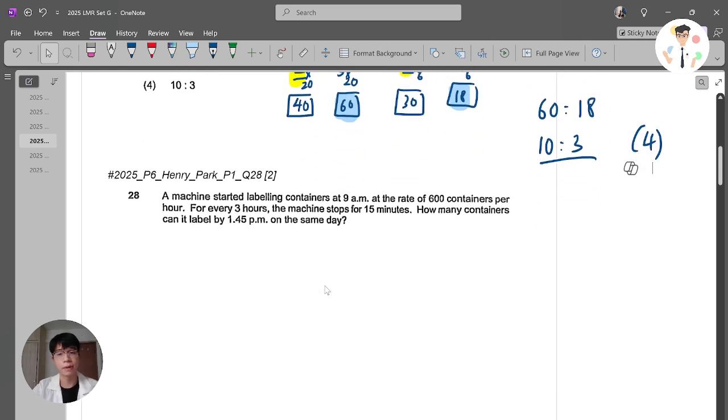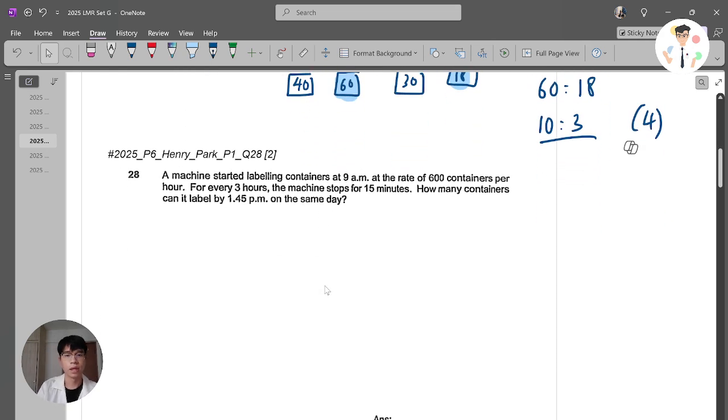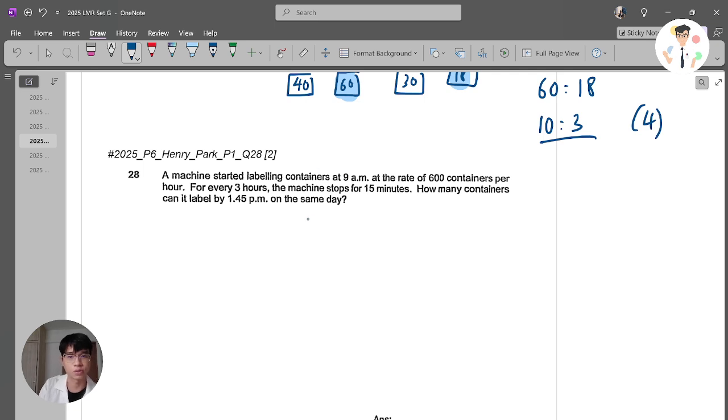Next question is from Henry Park, paper 1, question 28. This is not a hard or difficult question, but I think it's worth discussing to remind us on the rate question. Now, a machine started labeling containers at 9 a.m. So just imagine 9 a.m. Now, at the rate of 600 containers per hour, so in 1 hour, it can label 600 containers. Now, for every 3 hours, the machine will stop for 15 minutes. How many containers can it label by 1:45 p.m. on the same day?